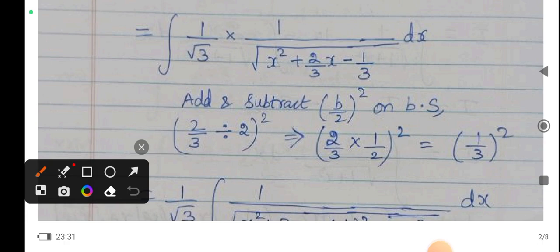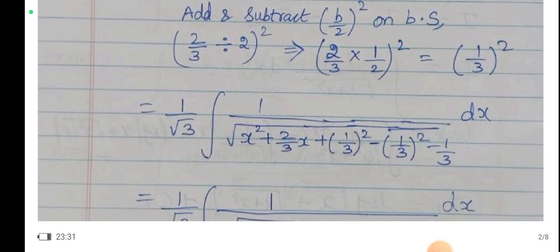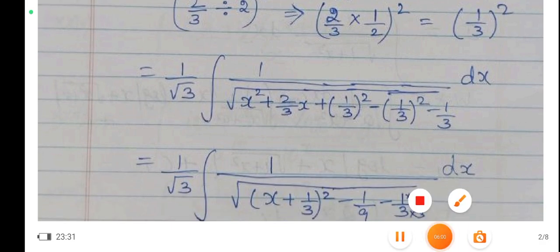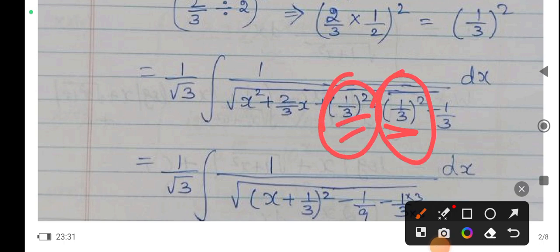What is b here? The coefficient of x is b, so that divided by 2, so 2 by 3 divided by 2. The divided by 2 comes this side, 1 by 2, 2 cancel, 1 by 3 whole square. So the 1 by 3 whole square is nothing but 1 by 9. So you're going to subtract and add: minus 1 by 3 square plus 1 by 3 square minus 1 by 3 square.